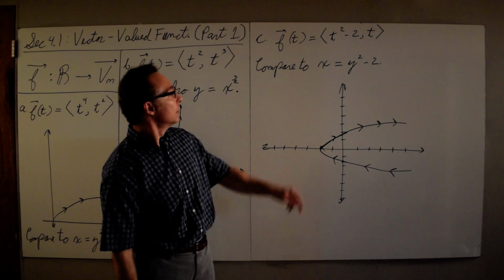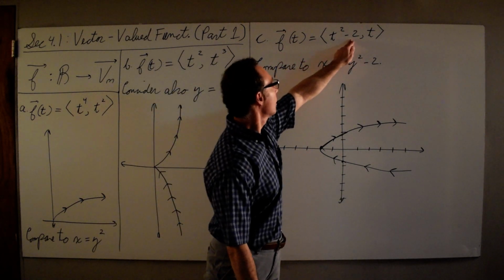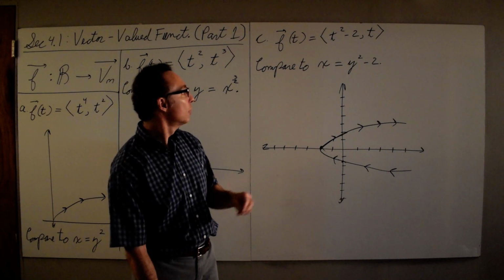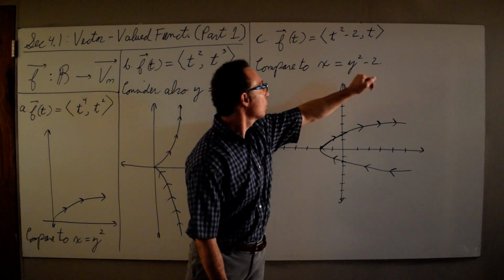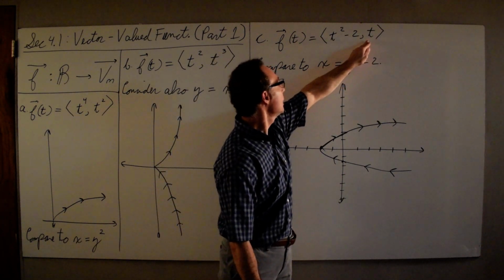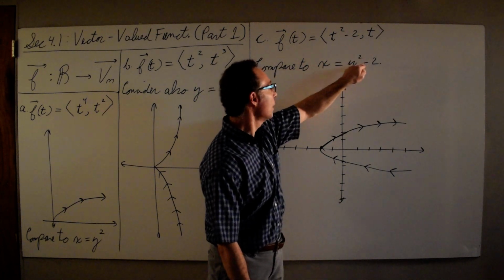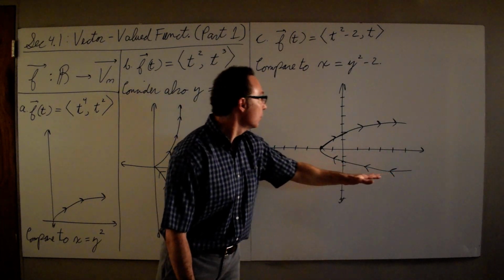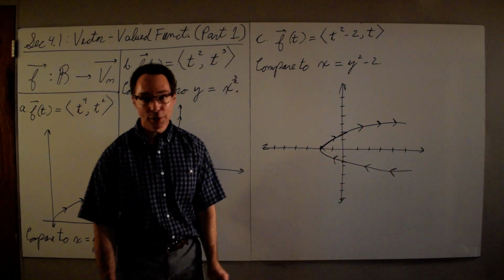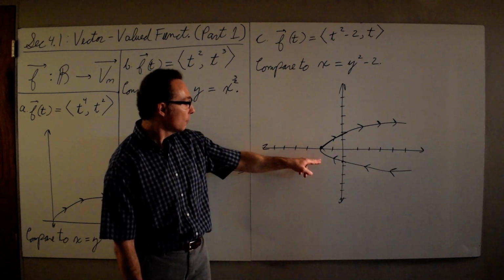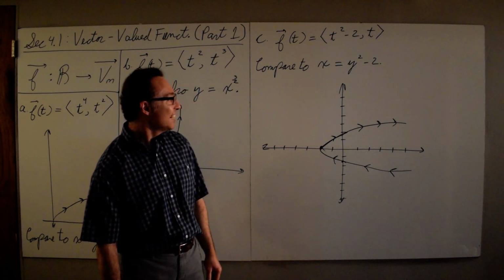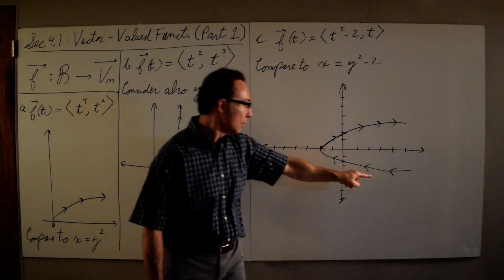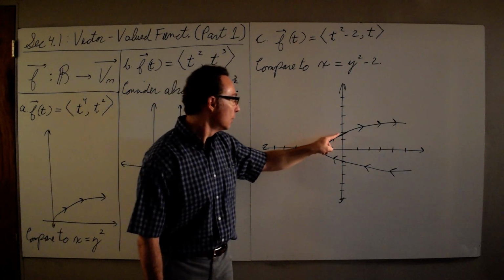For part C, our vector valued function is t squared minus 2, t. So what's a good guideline for a curve? It's x equals y squared minus 2. Why? If y is t, then x is y squared minus 2. So we have this parabola, and we start by graphing it. In this case, this parabola is a very good guideline because it does give us the whole curve. When t is negative, y is negative. When t is positive, y is positive. So these arrows indicate the direction of increasing t.